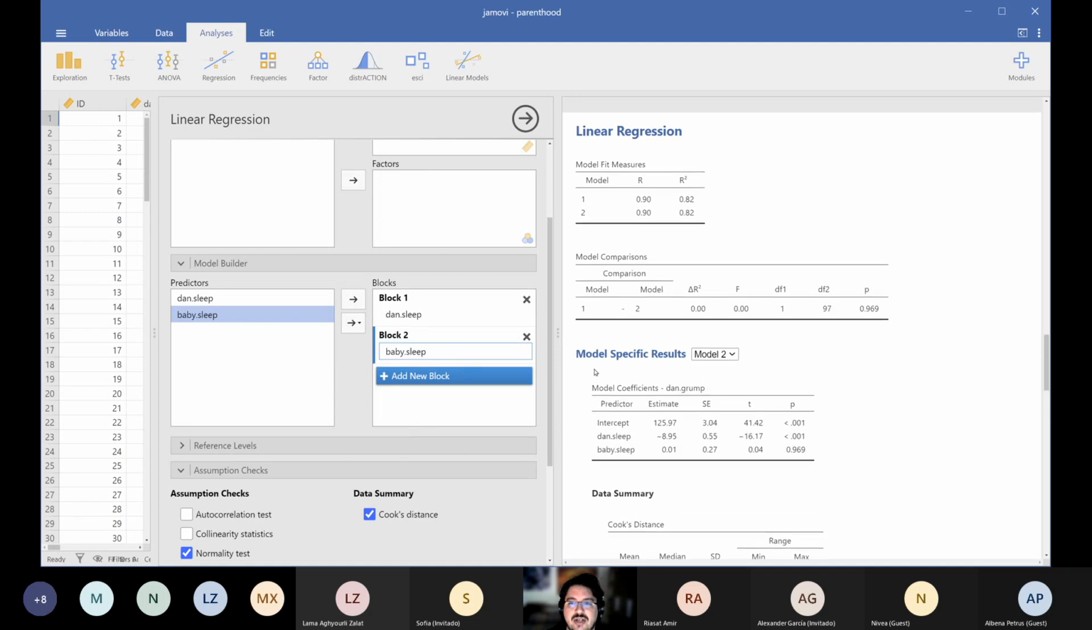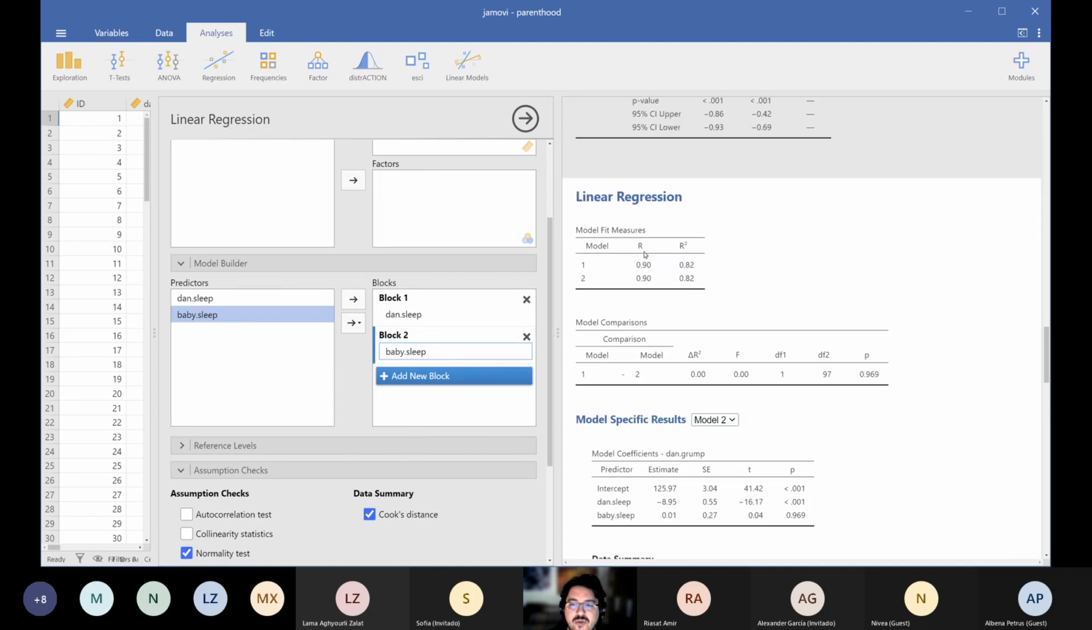All right. So now I have two models, model 1 and model 2. Model 1 just has Dan sleep. Model 2 has Dan sleep and baby sleep. So this is the data about model 1, and this is the data about model 2.